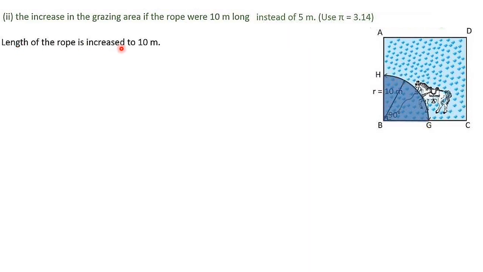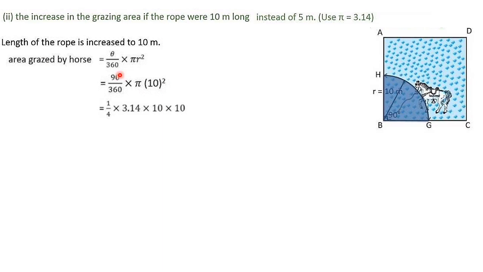So the length of the rope is increased to 10 meter. That means the area grazed by the horse is equal to theta by 360 into pi r square. Theta remains the same, pi also is the constant 3.14, only the radius is changed. Instead of 5, 10. So 90 by 360 into pi into 10 square. Then as before, 90 and 360 cancel and we will have 4. Then 3.14 into 10 into 10 by 4, that means 314 by 4 is 78.5.